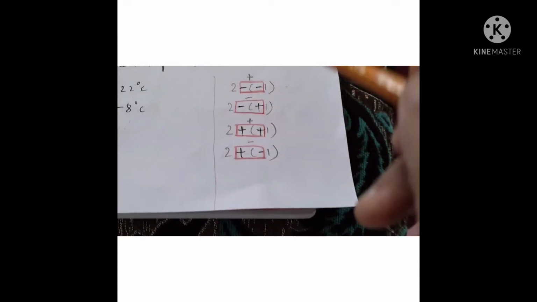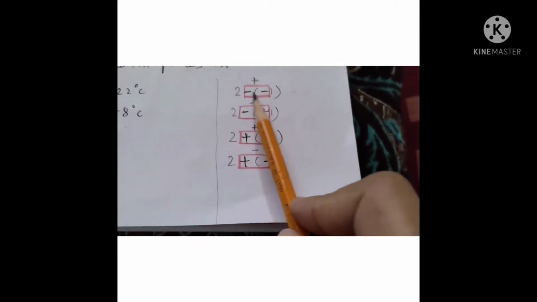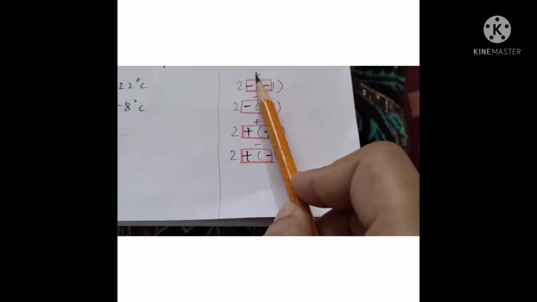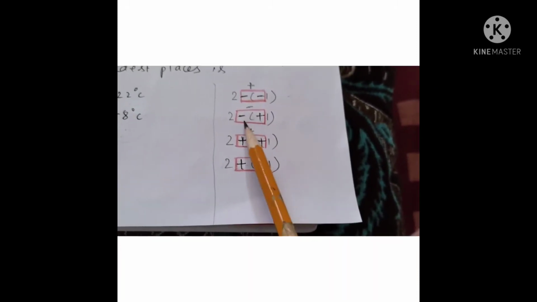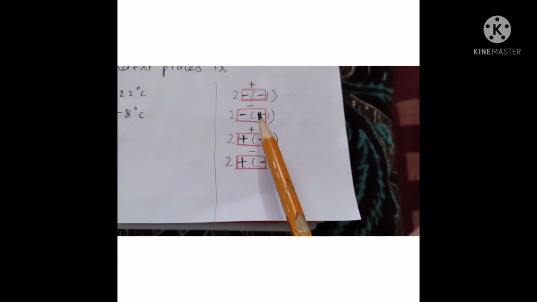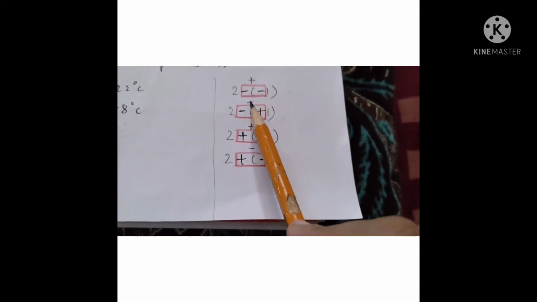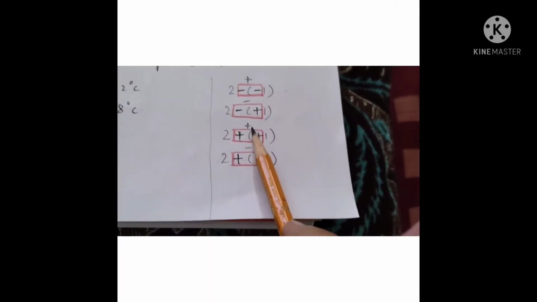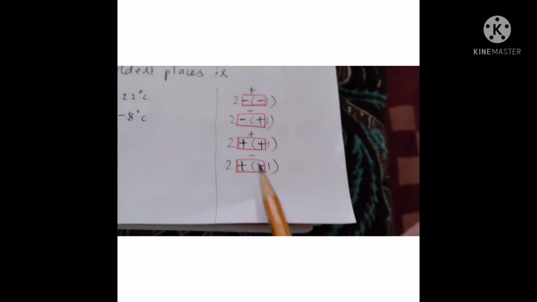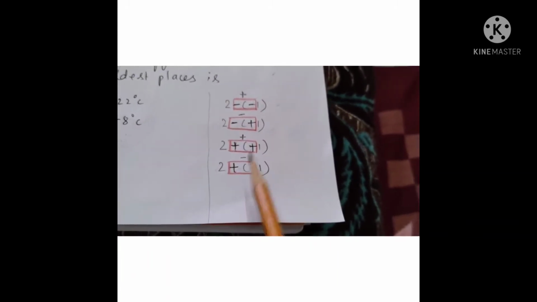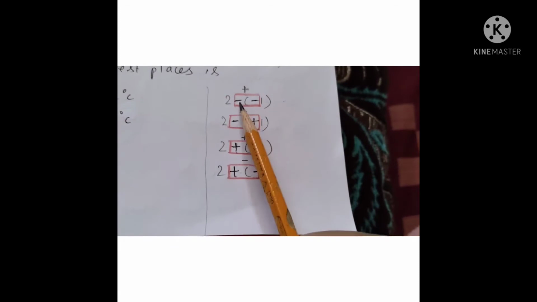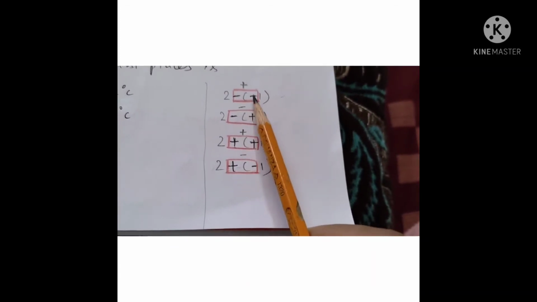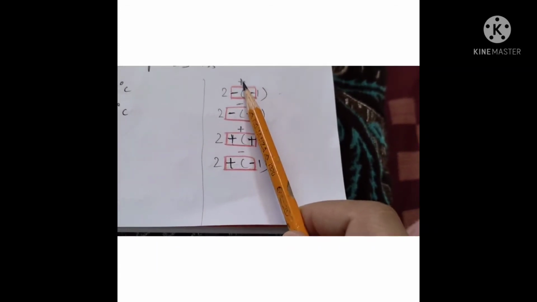Now, one more thing I want to explain to you. You need to keep this rule in your mind. Whenever you have two negative signs, it will be replaced with a positive sign. Whenever you have one negative and one positive sign, it will be replaced with a negative sign. Whenever you have both positive, it will be replaced with positive. The trick to remember is same signs.